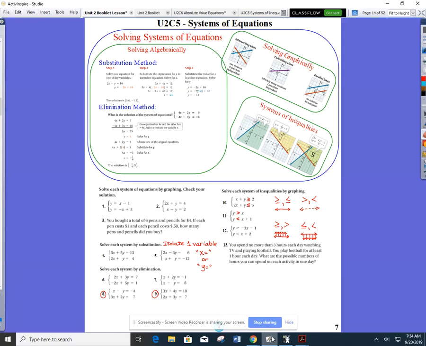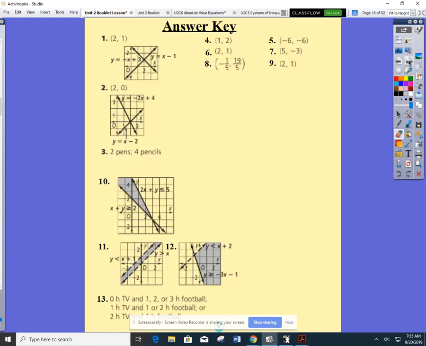Welcome back. Today we will start by checking your classwork homework from last night, which were the 13 problems on the bottom of page 7. Again, 8 and 9 were optional. When solving by elimination, these were a little bit harder. So if you wanted to try them, you could.